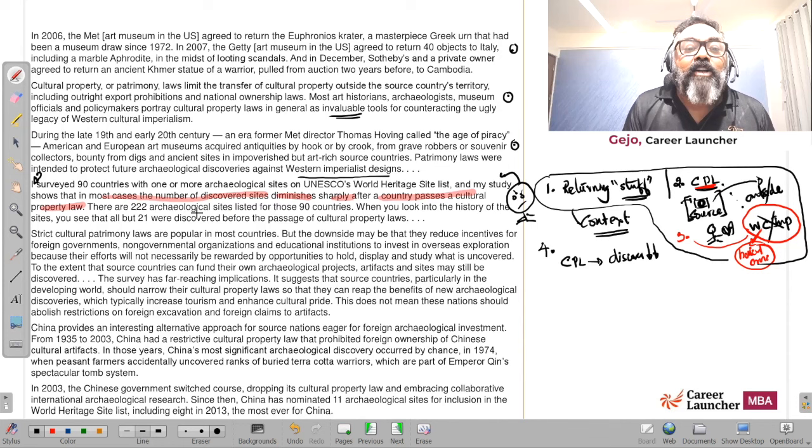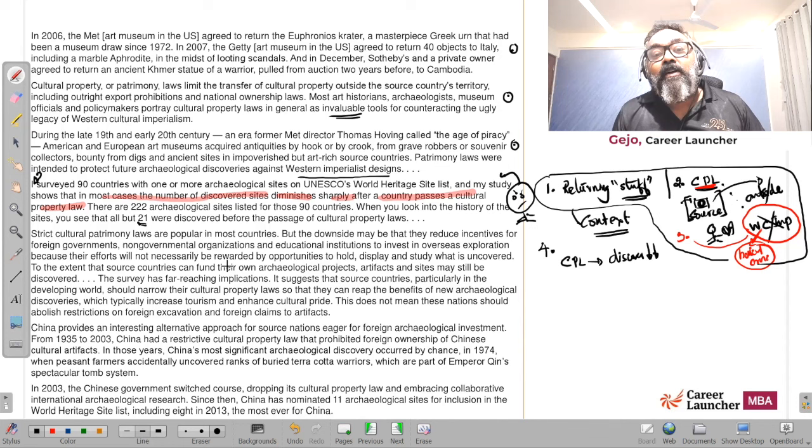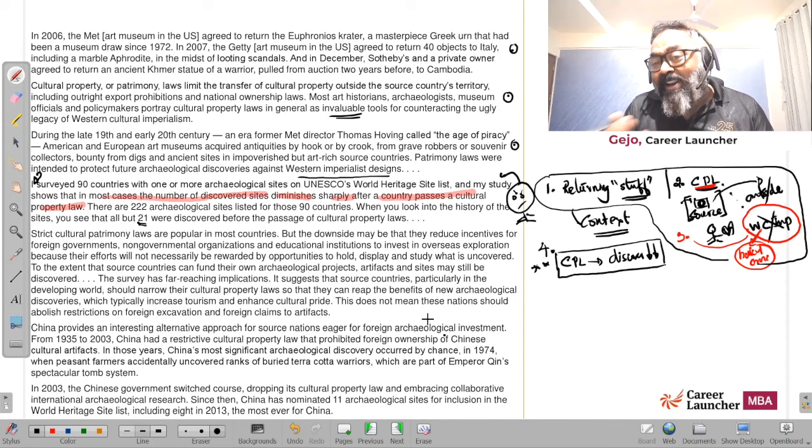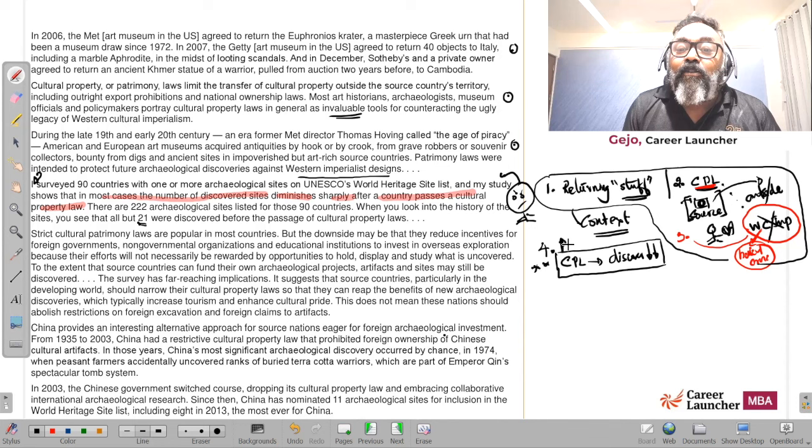There are 222 archaeological sites listed for those 90 countries. When you look into the history of the sites, you see that all but 21 were discovered before the passage of cultural property laws. After the passage, only 21 were discovered out of the 222, which is roughly about 10%. Well, I think this is sort of a key thing already in this particular passage. And I guess the passage is still going on. So very likely the author is going to explain the reason why this is happening. So we have identified this as the identification of a problem, and this particular part is going to be key to this passage. Let's move on and see.